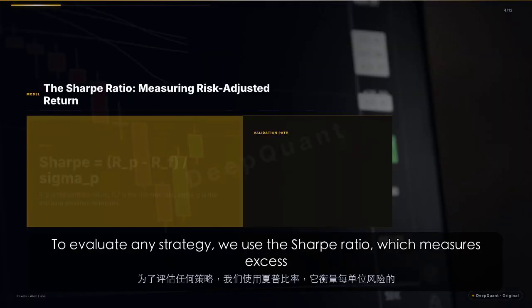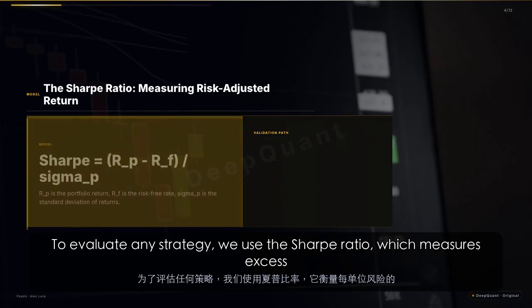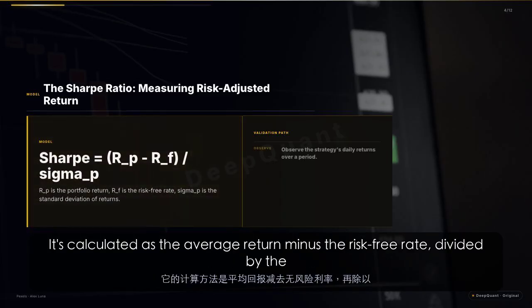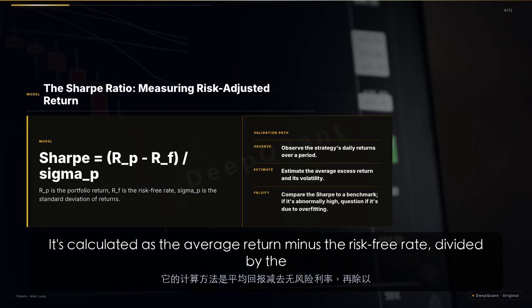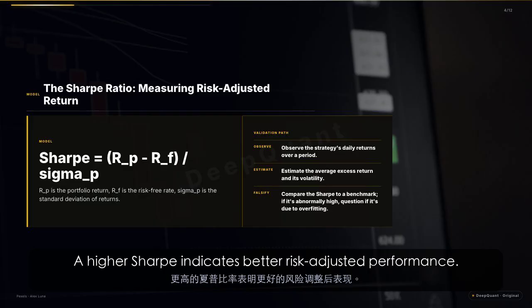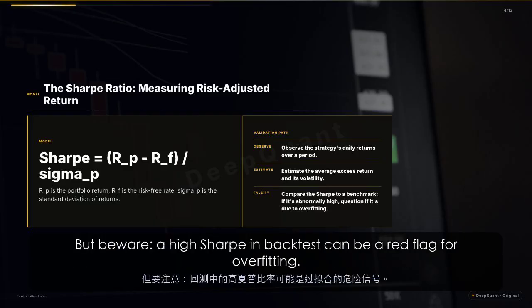To evaluate any strategy, we use the Sharpe ratio, which measures excess return per unit of risk. It's calculated as the average return minus the risk-free rate, divided by the standard deviation of returns. A higher Sharpe indicates better risk-adjusted performance. But beware, a high Sharpe in backtest can be a red flag for overfitting.